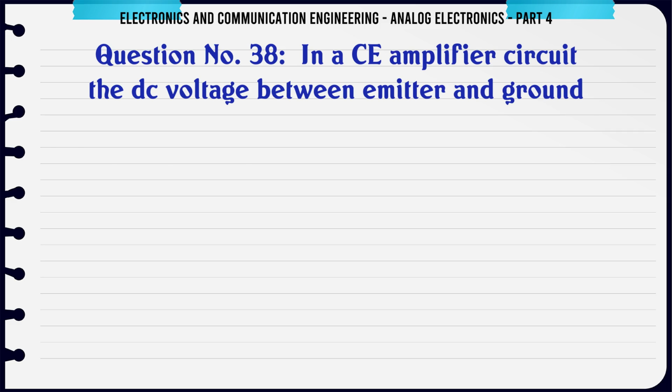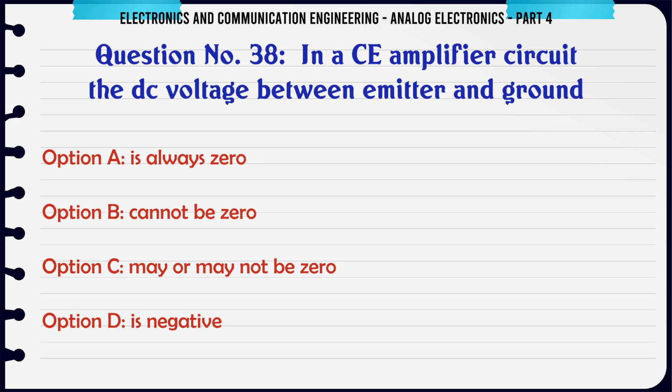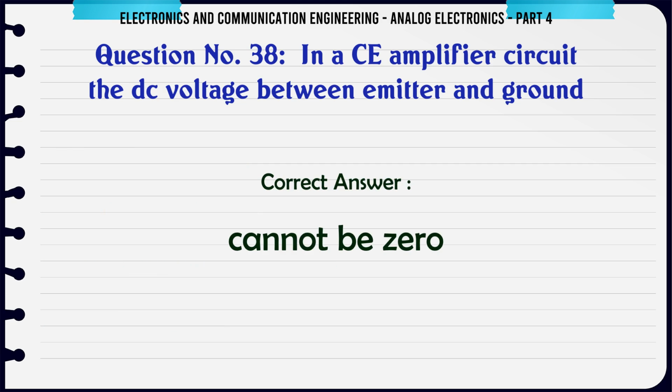In a CE amplifier circuit, the DC voltage between emitter and ground A) is always 0, B) cannot be 0, C) may or may not be 0, D) is negative. The correct answer is cannot be 0.